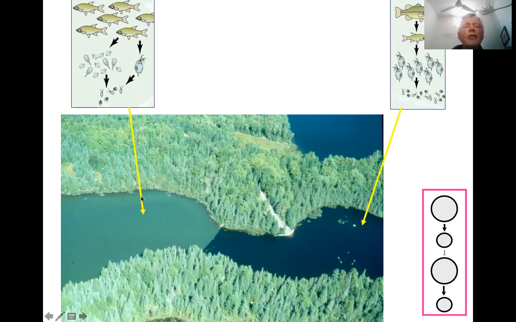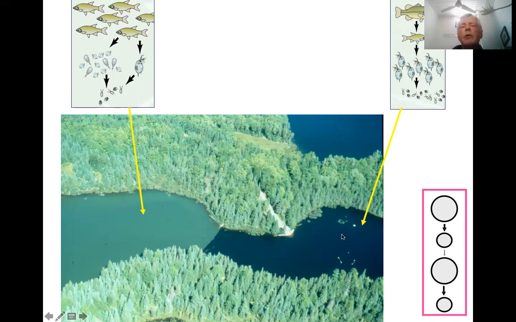So on this side of the lake, the predatory fish have been removed. As a result, the planktivorous fish became more abundant. As a result, the zooplankton became less abundant. As a result, the phytoplankton became very abundant and the lake turned green.